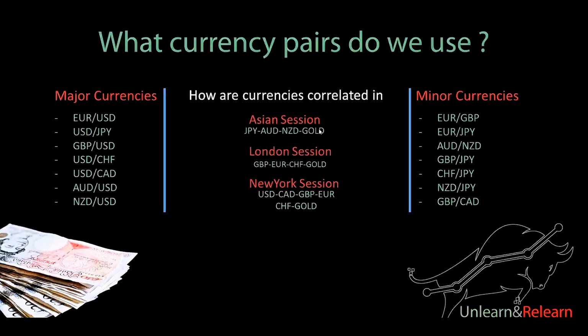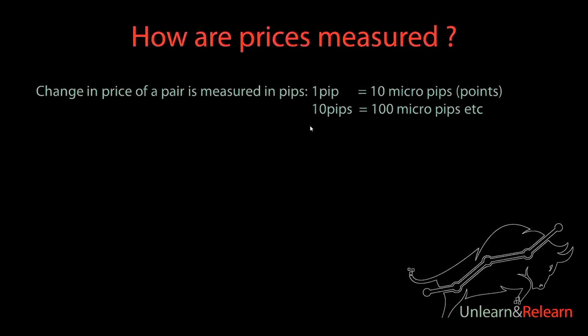Sessions. Now, what we're going to talk about is how we actually make money from the pairs. What are pips, how are pips calculated, and how do we go about that? The change in price of a pair is measured in pips. 1 pip is 10 micropips or points. That's what pips are. It's a very basic concept, but it's very, very important.